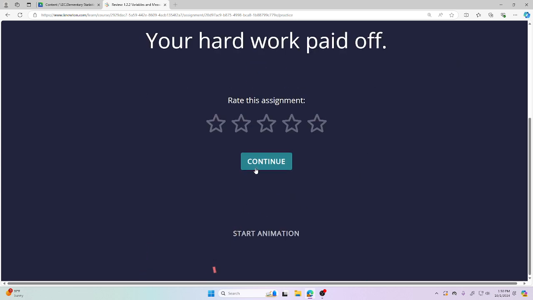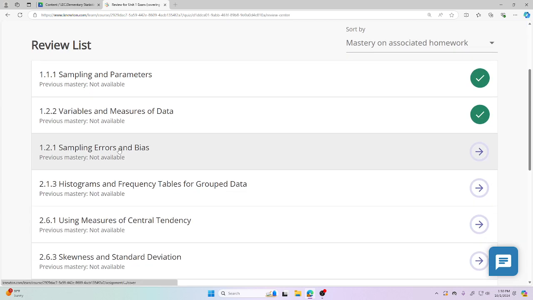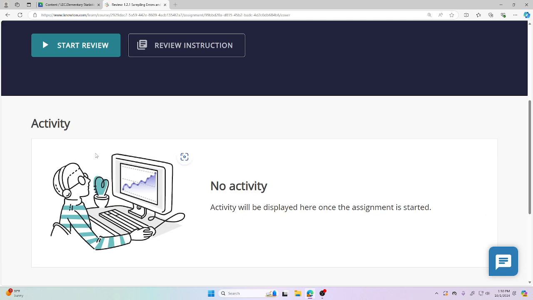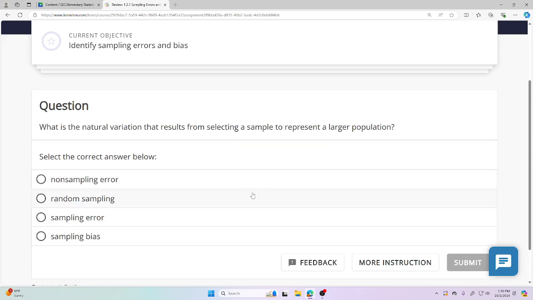I'm not going to. Definitions are one thing. We're going to move on. Oh, there's another one. So this is 1.21, I guess. So now you have two questions from this. Natural variation found in selecting a sample from a larger population. Oh, yeah. I think this is a sampling error.